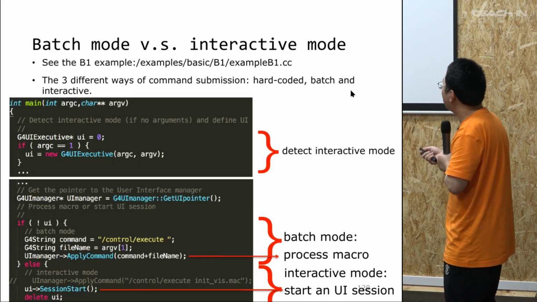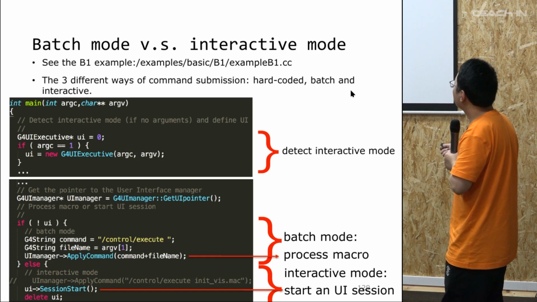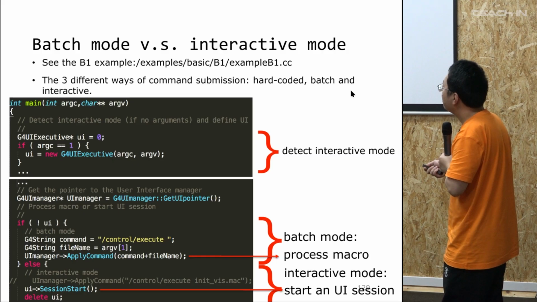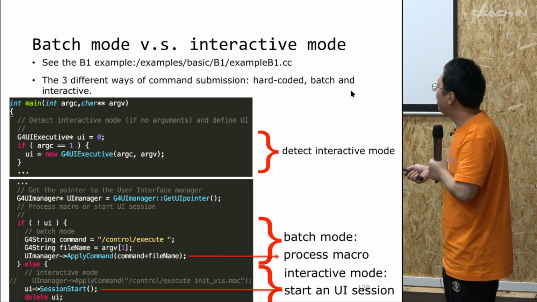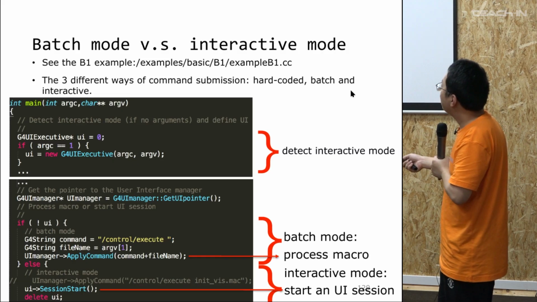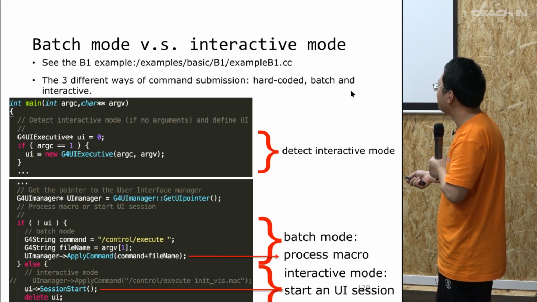It will detect if there are some additional options. If it finds them, then it will start the interactive mode. Otherwise, it will just use the batch mode. So you can see in this case, the macro file will be used to identify whether it is batch mode or interactive mode.